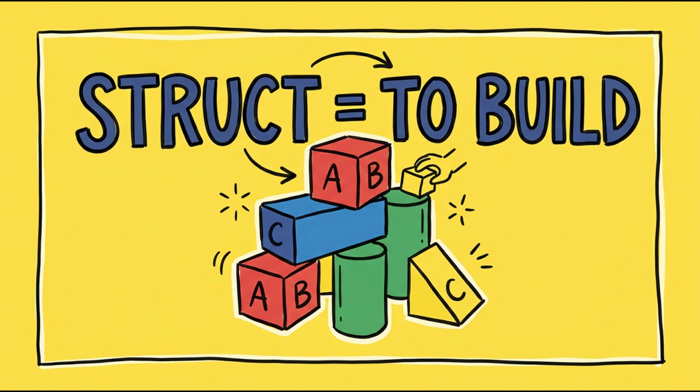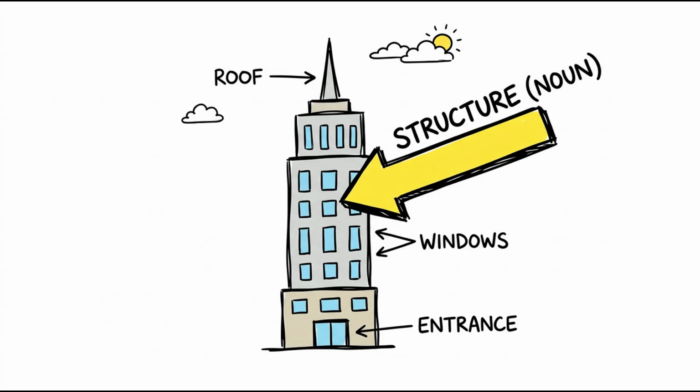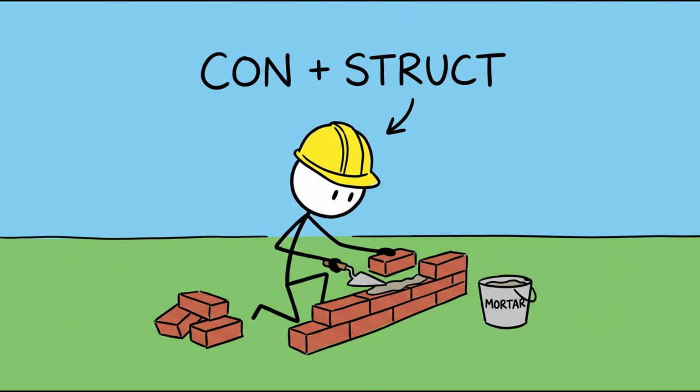Let's walk through a concrete example, using the Latin root struct, which literally means to build or to pile up. Instead of treating the following words as completely separate, unrelated vocabulary items, notice how they all share the exact same underlying structural DNA. Structure, as a noun, refers to a physical building, or the way something is put together. Construct, as a verb, describes the active process of building something up, since the prefix con means together, so it literally means to build together.